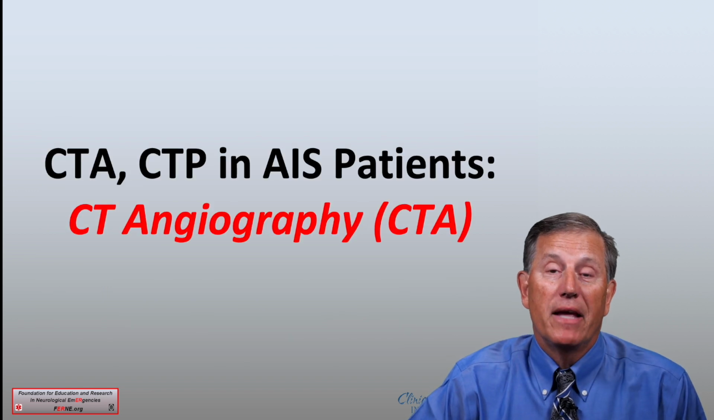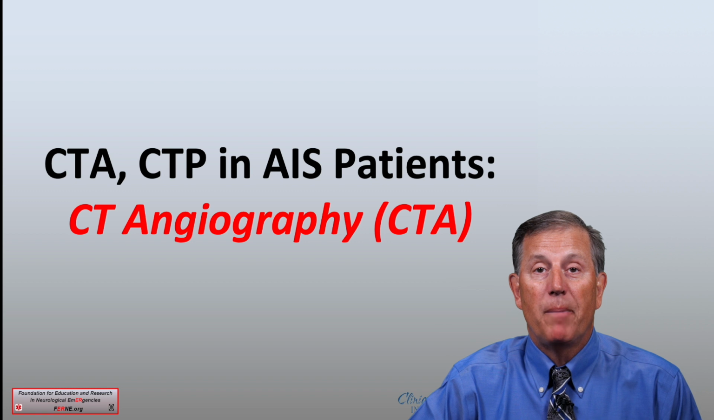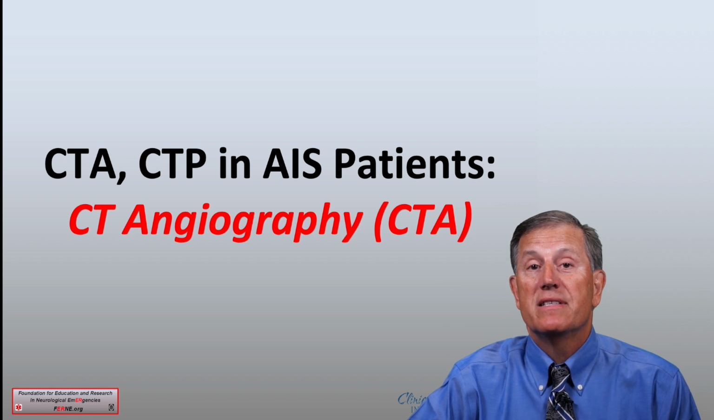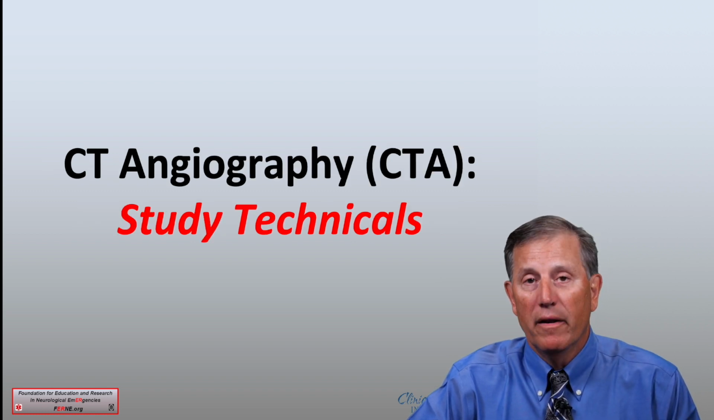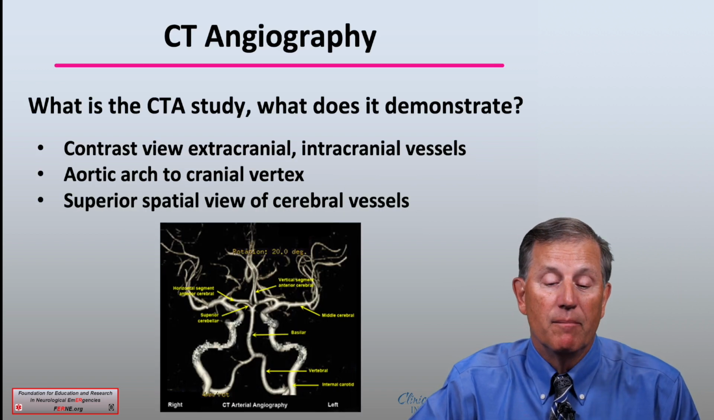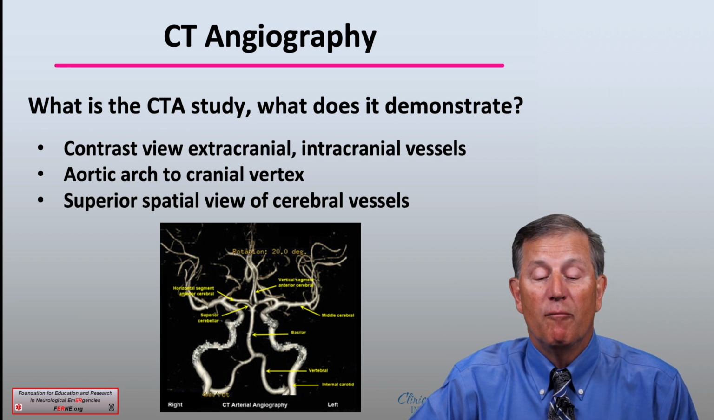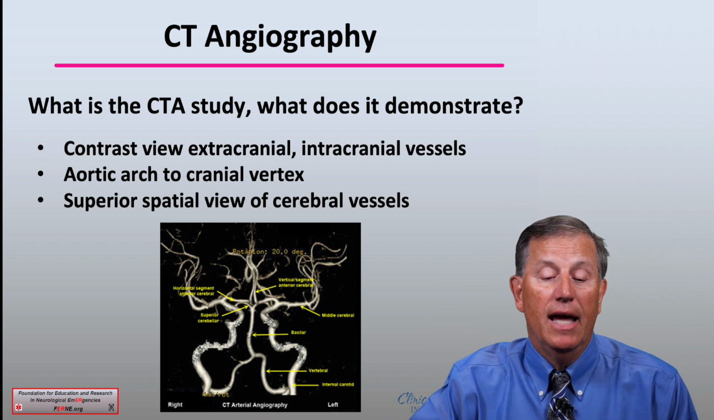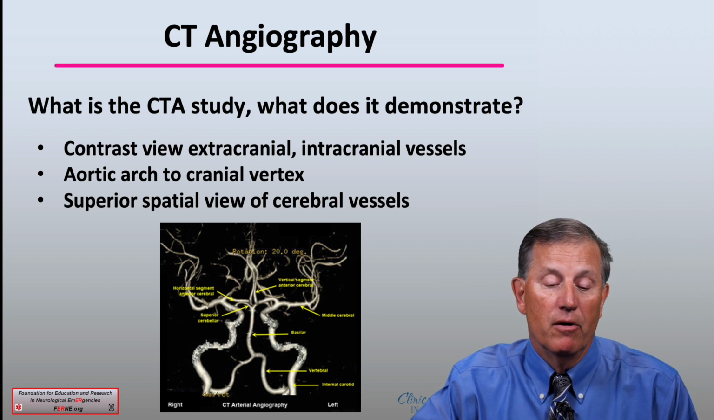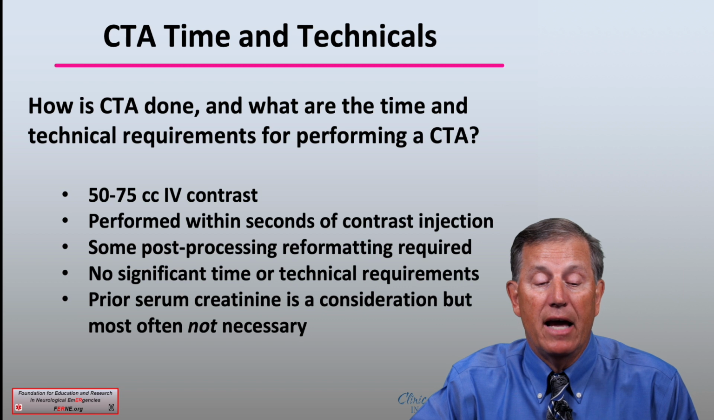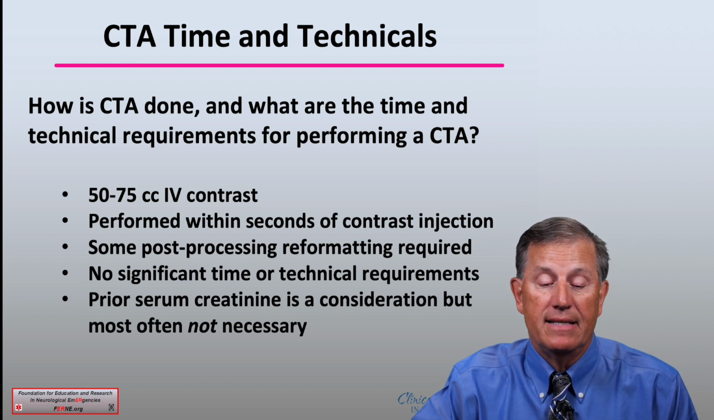So we're now going to talk about the elements of the multimodal CT testing paradigm or diagnostic approach in patients with acute ischemic stroke. Let's start with CT angiography, CTA. What are the study technicals of this test? What is the CTA study and what does it demonstrate? It provides a contrast view of both extracranial neck and posterior circulation and intracranial vessels. It goes from the aortic arch to the cranial vertex, and it provides a superior spatial view of the cerebral vessels.